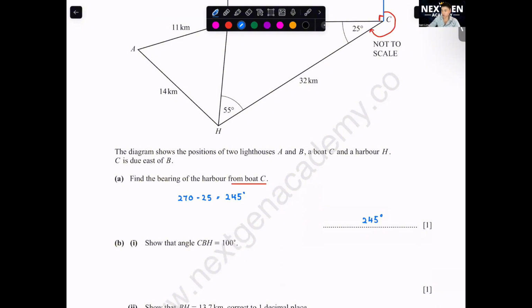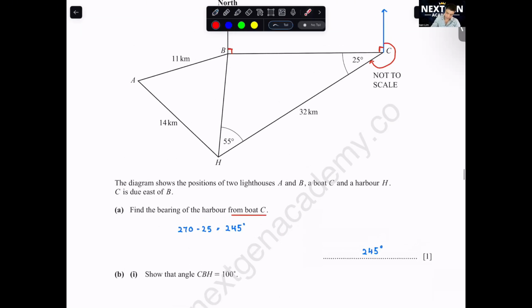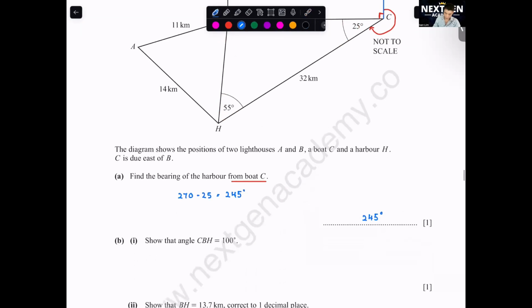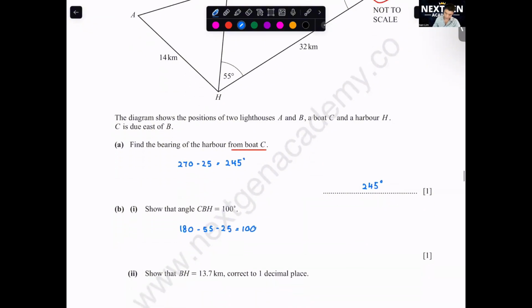Second one, B1. Show that angle CBH is equal to 100 degrees. How to show it's equal to 100 degrees? Very simple. This and this add up to 180. So 180 minus 55 minus 25, which is equal to 100.